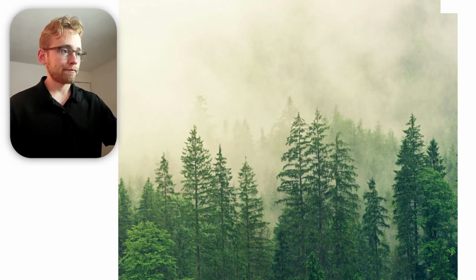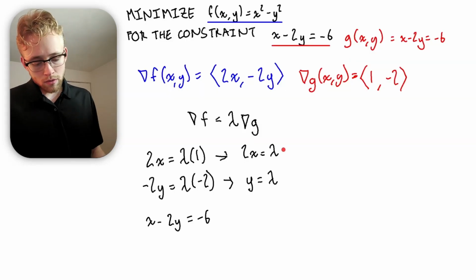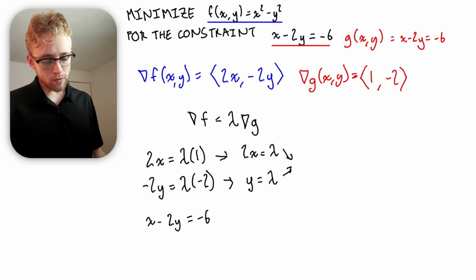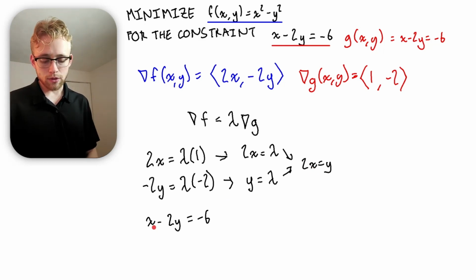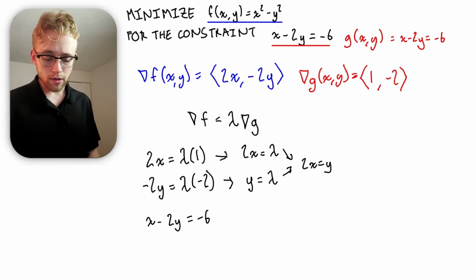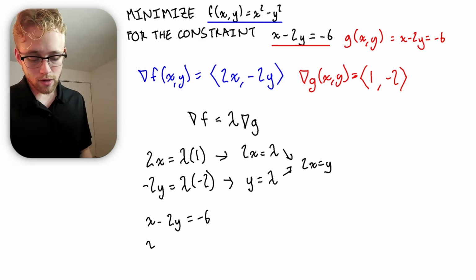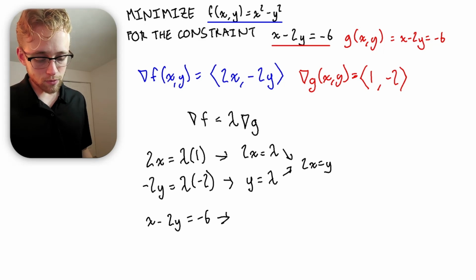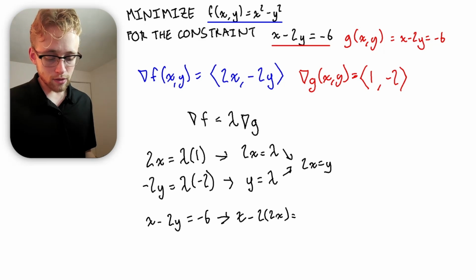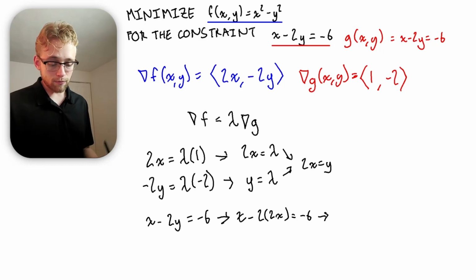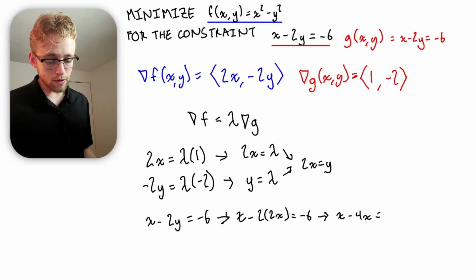Now we can set 2x equal to y, and then we can use this substitution in the constraint equation to solve for either one. I'm going to substitute in 2x for y and solve for x. So from that substitution, we have x minus 2 times 2x equals negative 6. And that's the same as saying that x minus 4x equals negative 6.